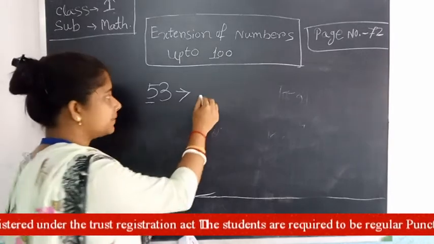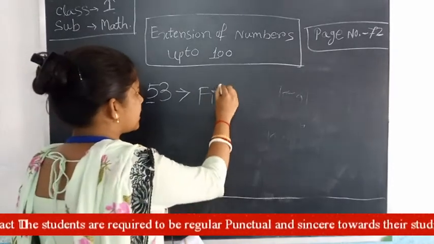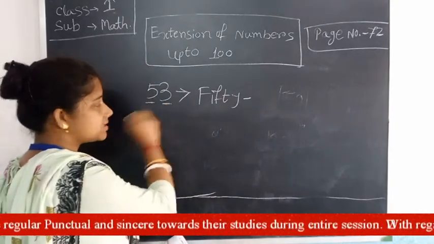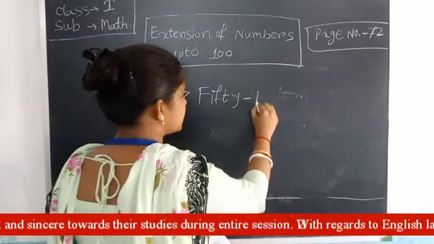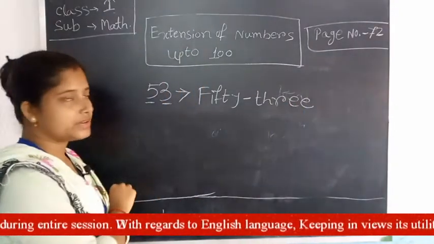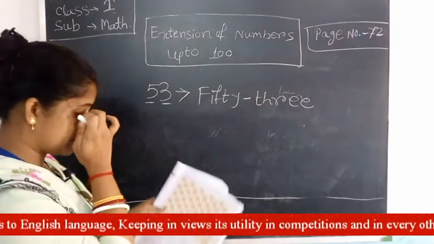So obviously the first word will be 50. F-I-F-T-Y, 50. And the second digit is 3. So write here the spelling of 3. T-H-R-E-E, 3. So the number name became 53.